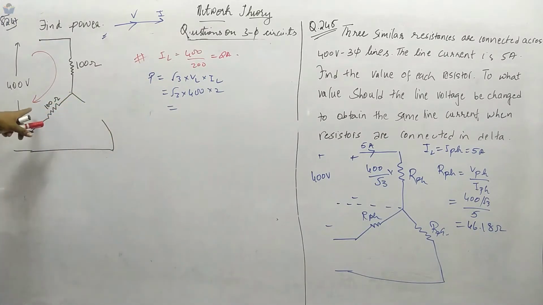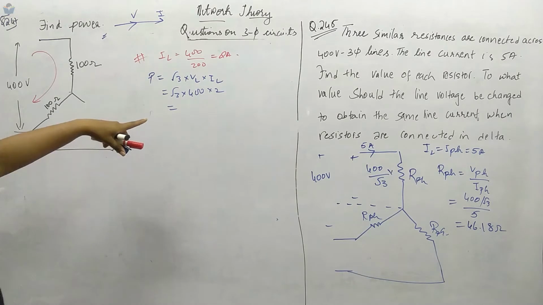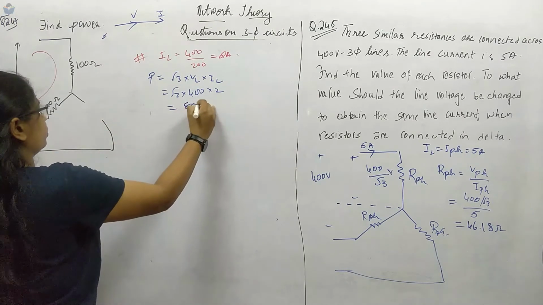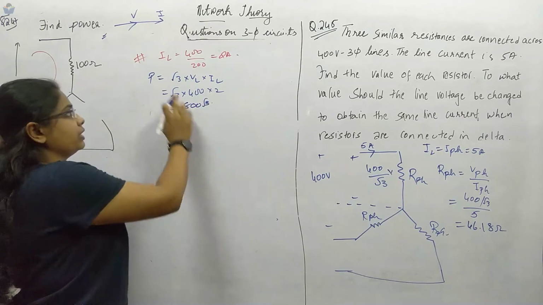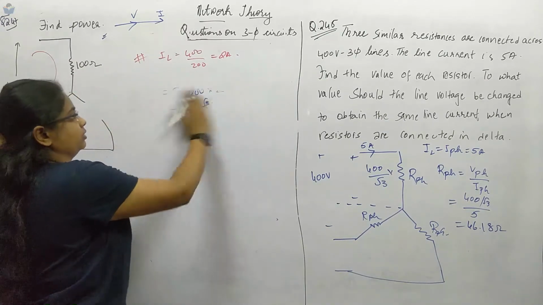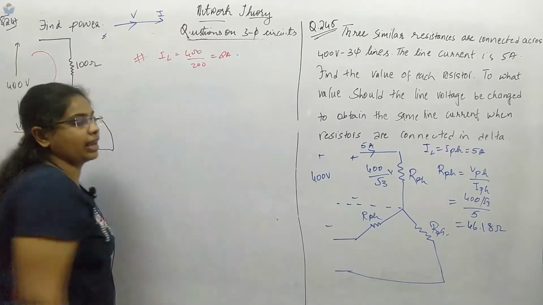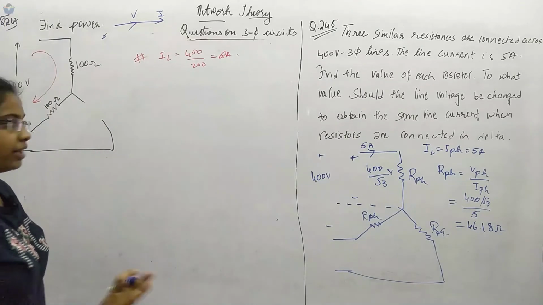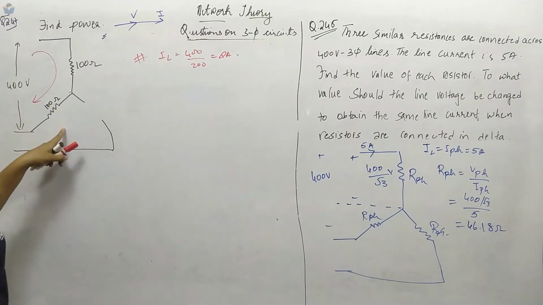IL is 2 amperes. So 800 root 3. Now here this formula will not be valid, because we do not have any line voltage or line current left. Everything that is dependent is now the resistors itself.